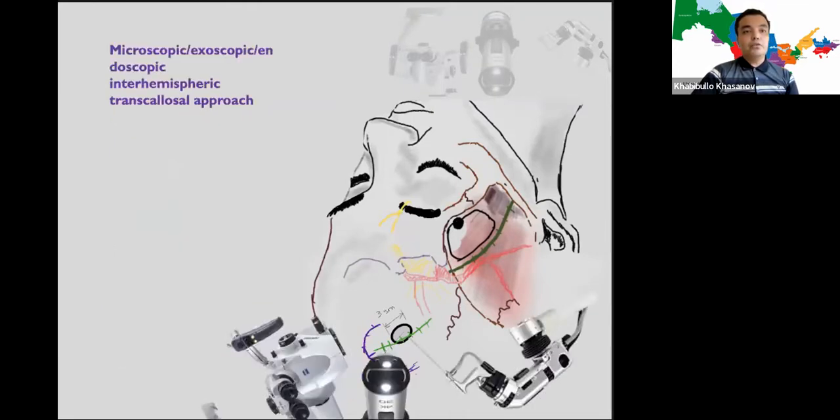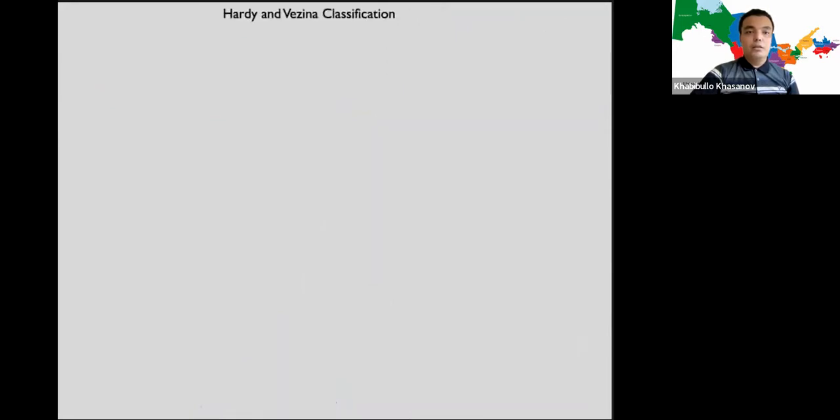And the microscopic, exoscopic, and endoscopic interhemispheric transcallosal approach is also used for different kinds of giant pituitary tumors, especially with extension to the intracranial side towards the third ventricle. So this approach is very helpful, but it is associated with dissection of the fiber tracts of the corpus callosum. And let's talk about the classifications.